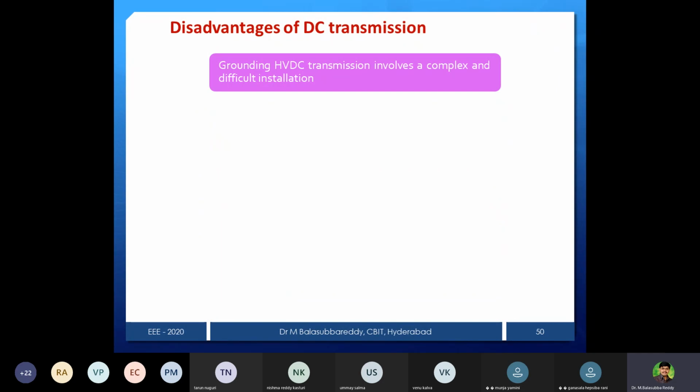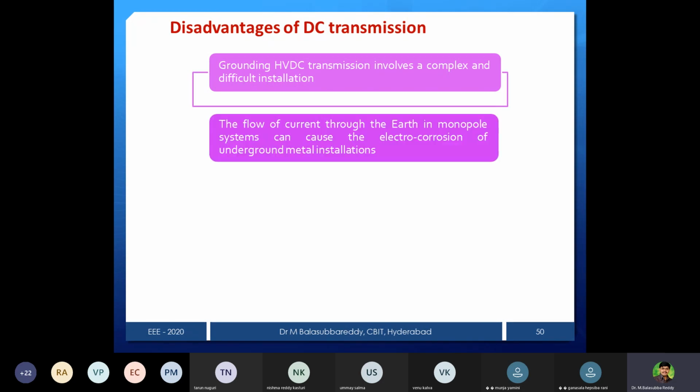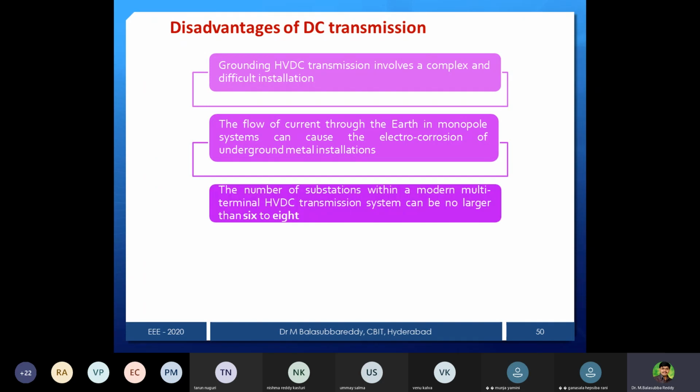Another one is the grounding. HVDC transmission involves a complex and difficult installation. So the grounding problem is greater in the case of DC transmission. These are the disadvantages, and the flow of current through the earth in a monopole system can cause electro-corrosion of underground metal installations. So all these five major points are the disadvantages.